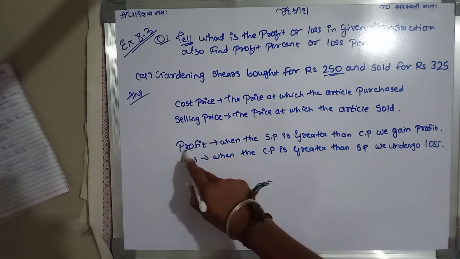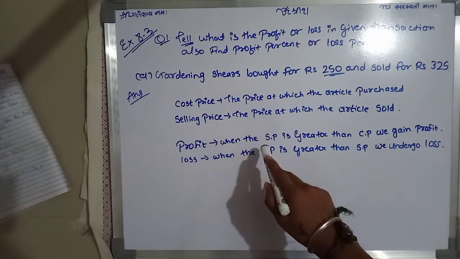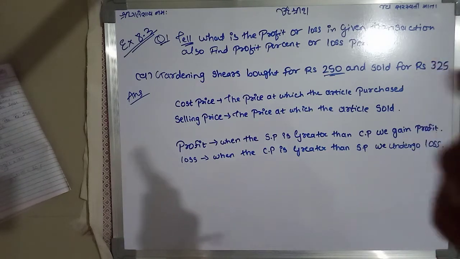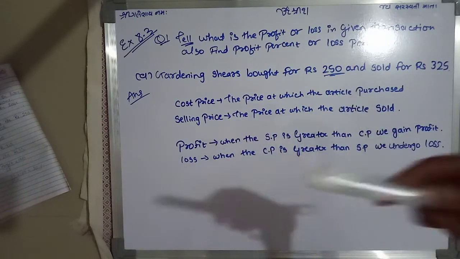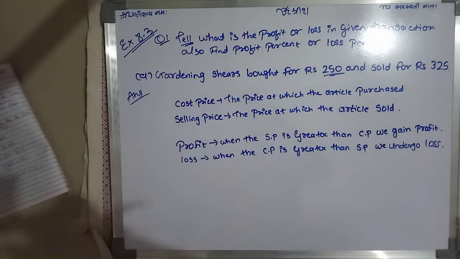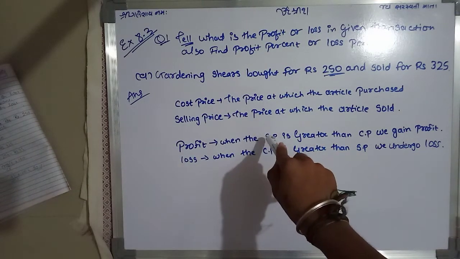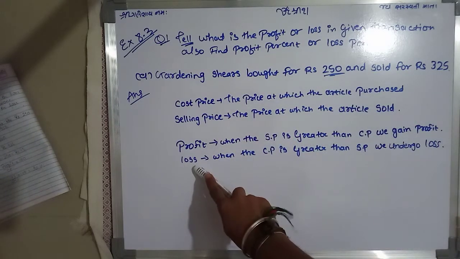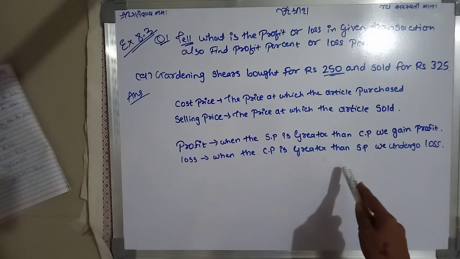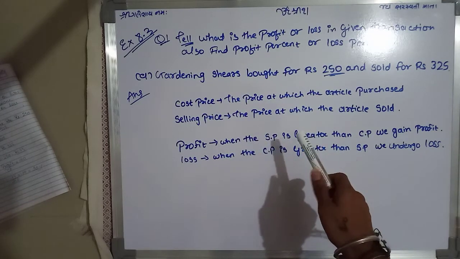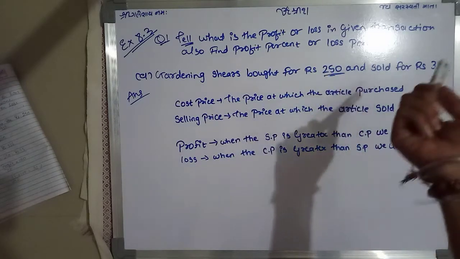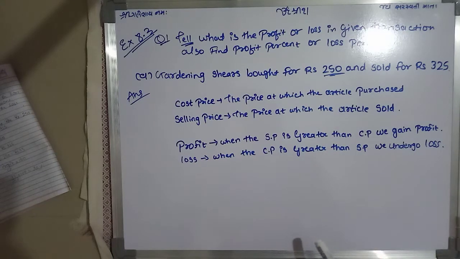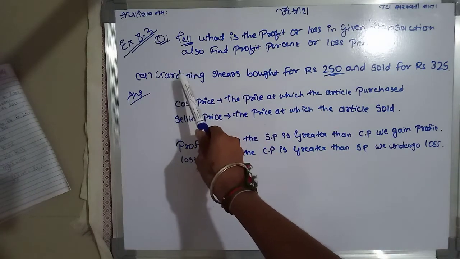Okay, so let's see profit. What is meant by profit? When the selling price is greater than the cost price, we gain profit. It means the price you sold at is greater than the price you purchased at. Or loss means when the cost price is greater than the selling price. The cost price, when you purchase something, is greater than what you sold it for, then we undergo loss. Okay, now we will solve this example.